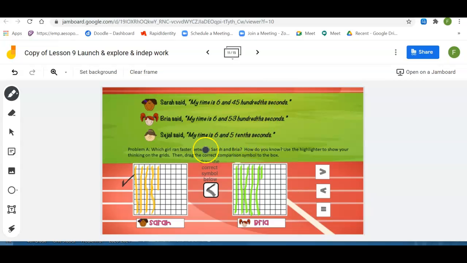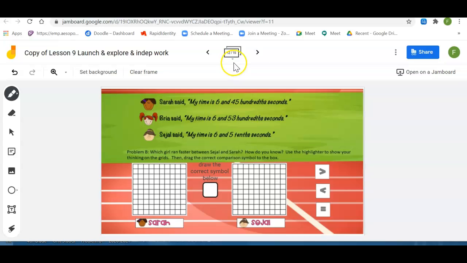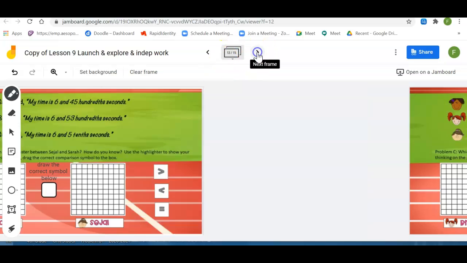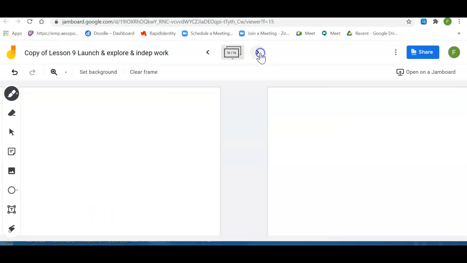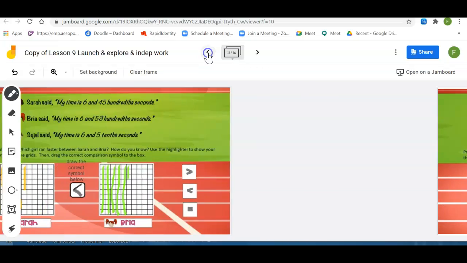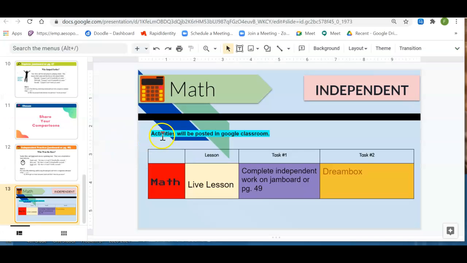And after we've already done this one together, you would just go ahead and continue your comparisons on the Jamboard. So there's a 12th one here, slide number 12. There's 13, just similar comparisons to what you're doing. 14. So it goes all the way through 14. And when you finish with that independent work, guys, on the Jamboard, remember to work on Dreambox.